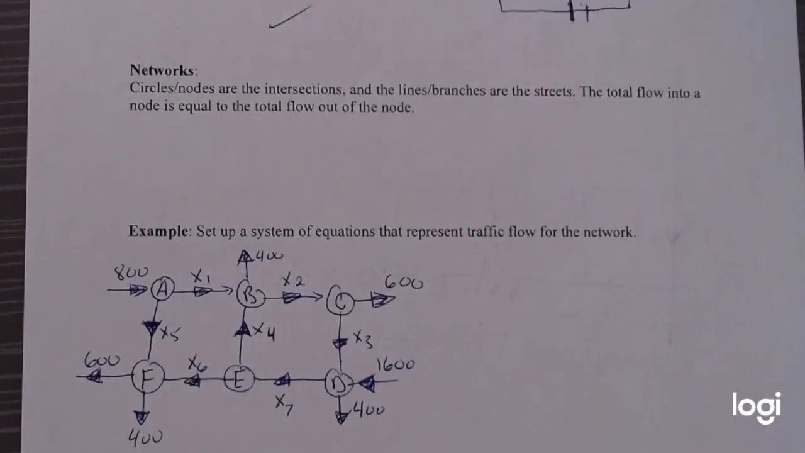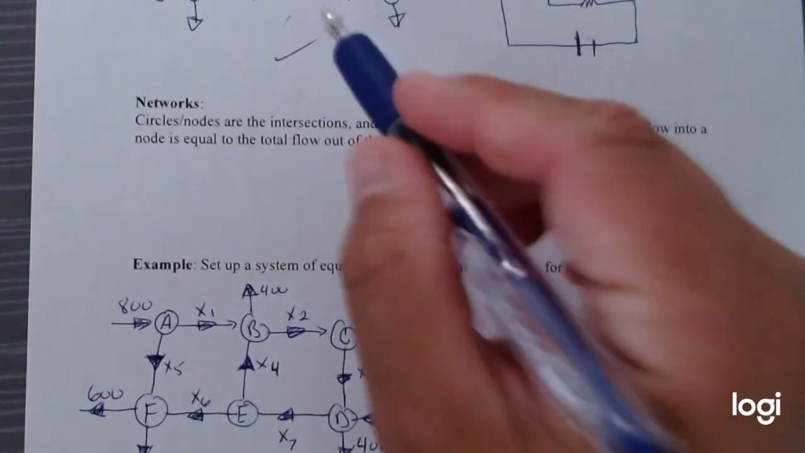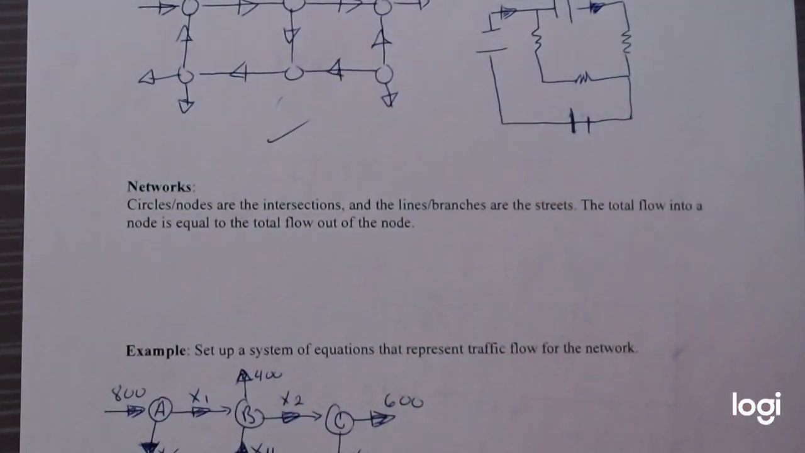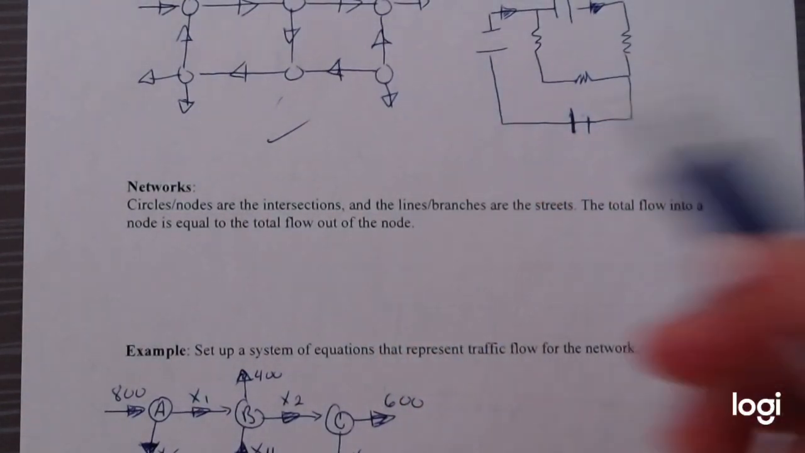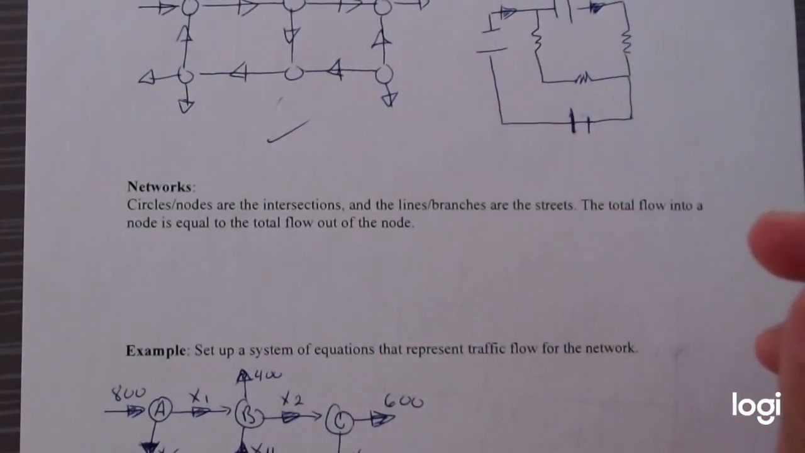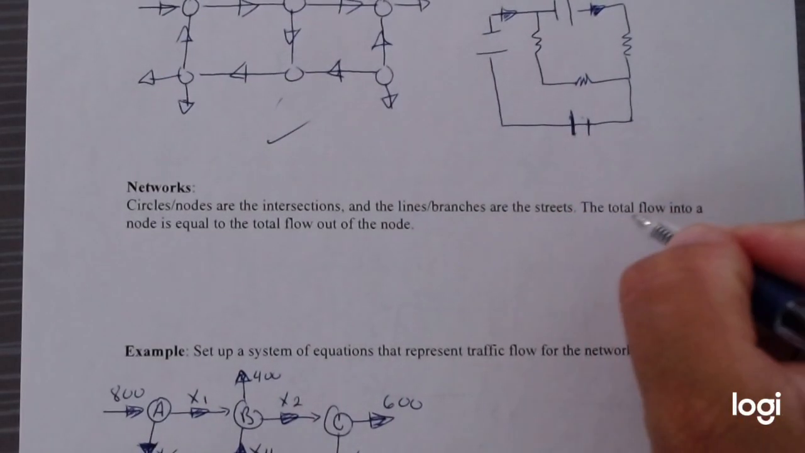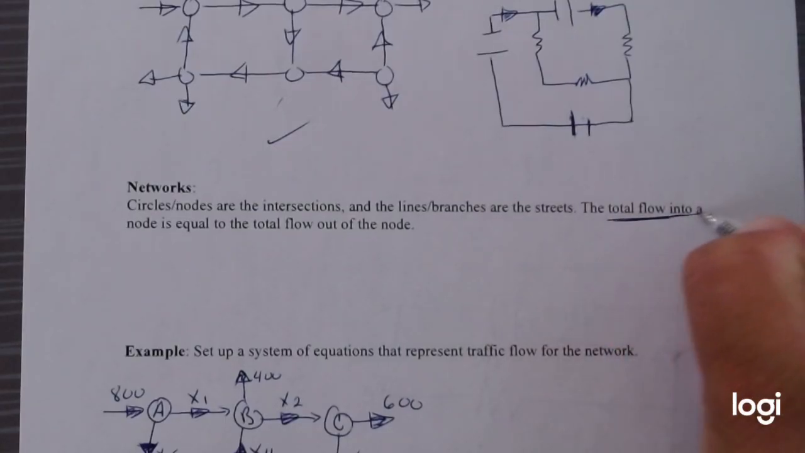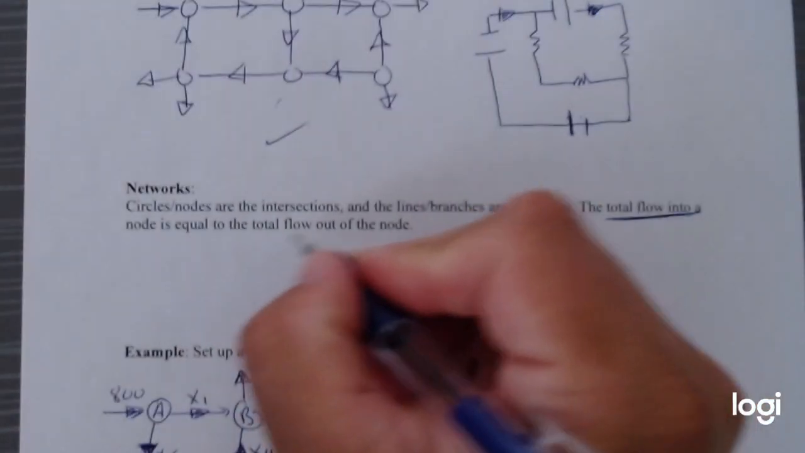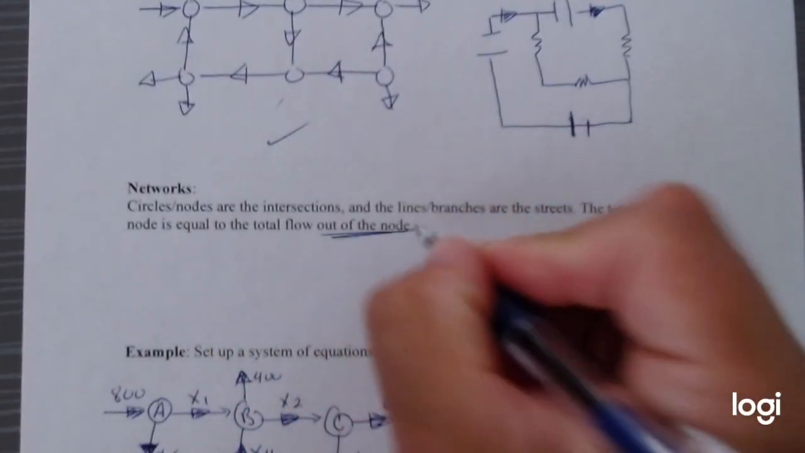Networks are circles or nodes that are intersections. So these are the intersection nodes, respectively, where it's going to go. And the lines or branches are the streets. Again, flow of traffic. The total flow into the node is equal to the total flow out of the node. That's the key thing. So total flow in is equal to total flow out.